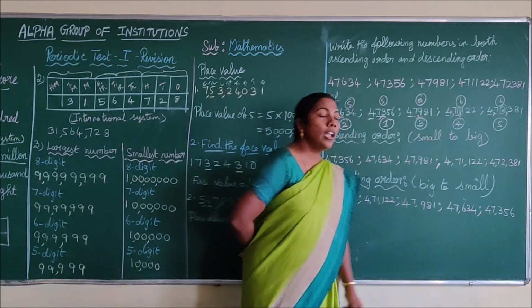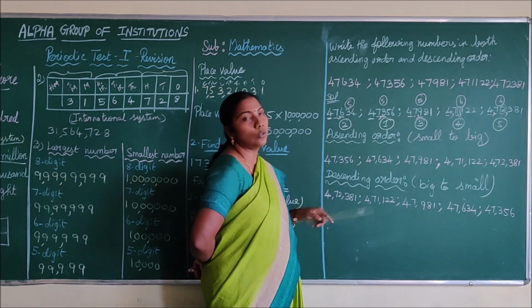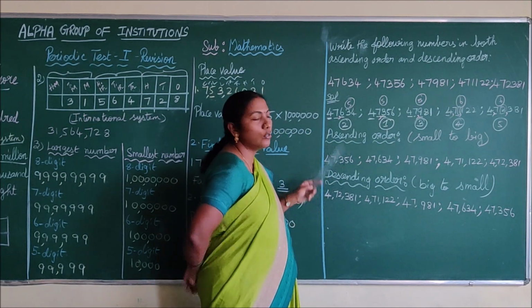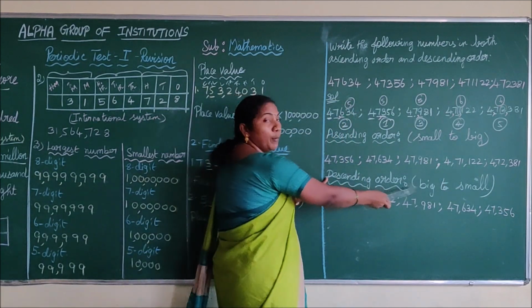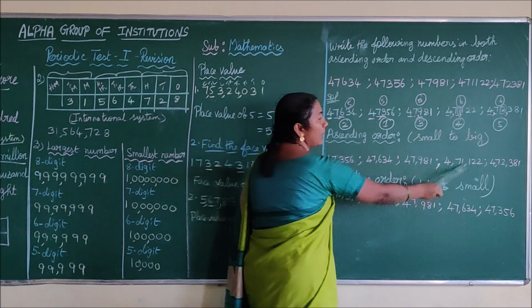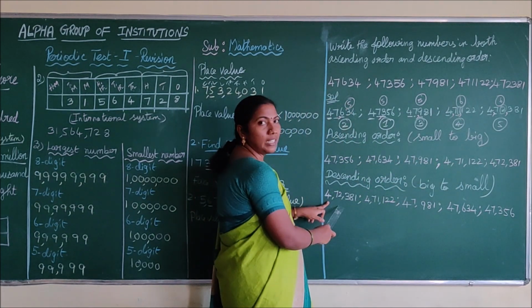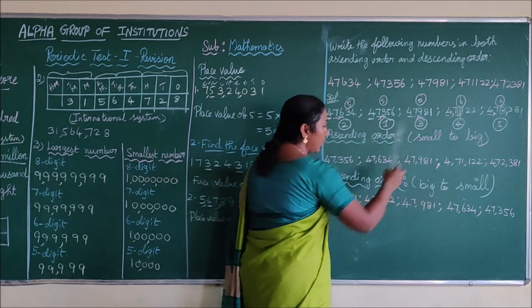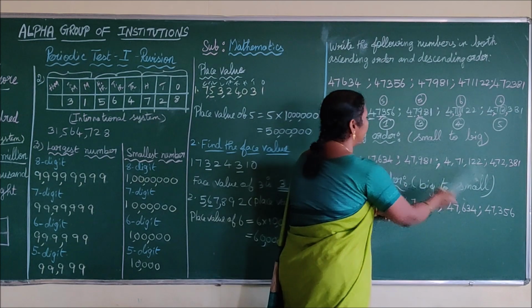Is it clear, children? Next, the question asks us to arrange them in descending order also. To arrange in descending order, you just reverse this order. See here, descending order means big to small. Among these numbers, this is the biggest number, so it comes in the first place in descending order. The next number comes second, the next number third, the next one fourth, and this is the last place.